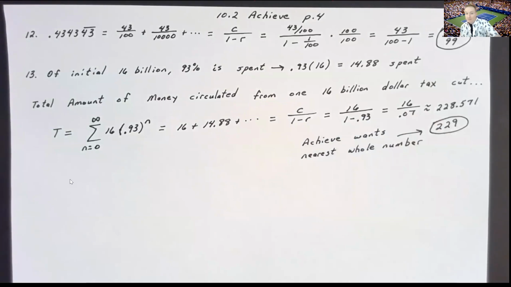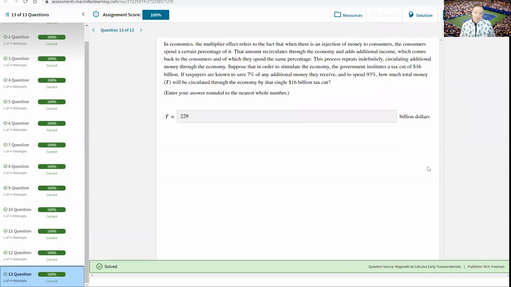But still, to me, that seems an overwhelmingly large amount for one $16 billion tax cut, but it kind of does go to show the power of one tax cut because of its continual effect on and on and on.